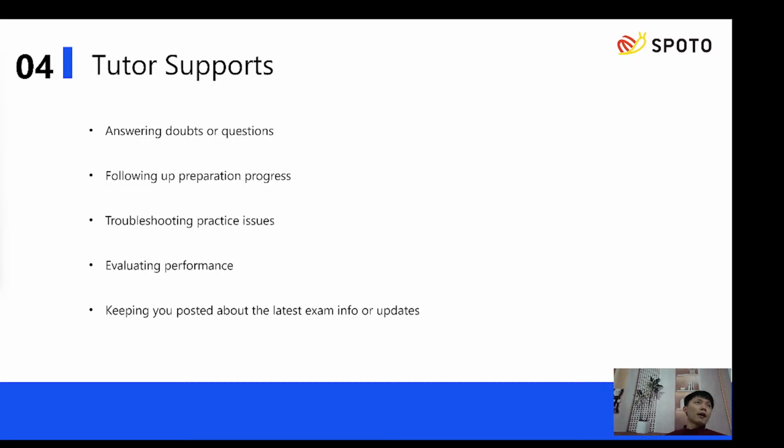Okay, and about the tutor support, it includes answering doubts and questions, following up preparation progress, troubleshooting issues during practice if you have any, and evaluating the performance. It means I will ask you to book a lab session and finish all tasks to let me have a check, just in case.